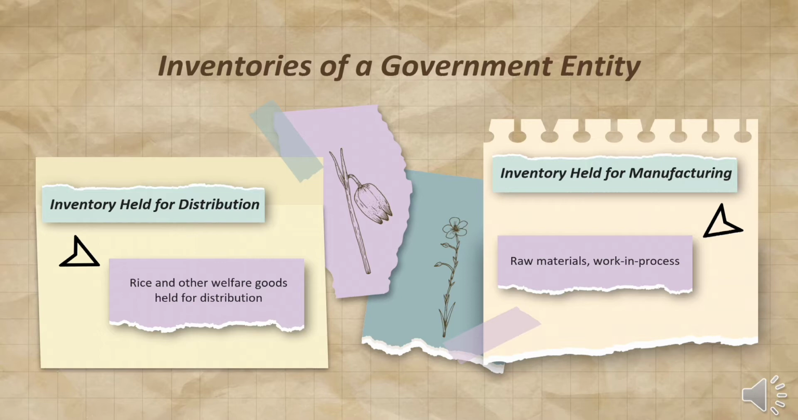Next, we have the inventory held for manufacturing. Examples of these are the raw materials or the work in process. An example would be in the scrunchie business I mentioned earlier, where the raw materials are the fabric and the thread used in making the items. So, that is the inventory held for manufacturing. These are the items that will be used in making or building the finished goods.